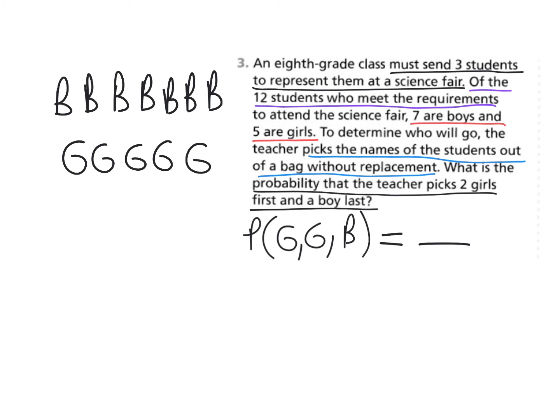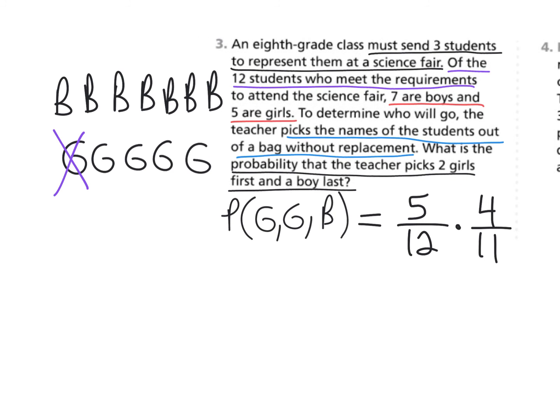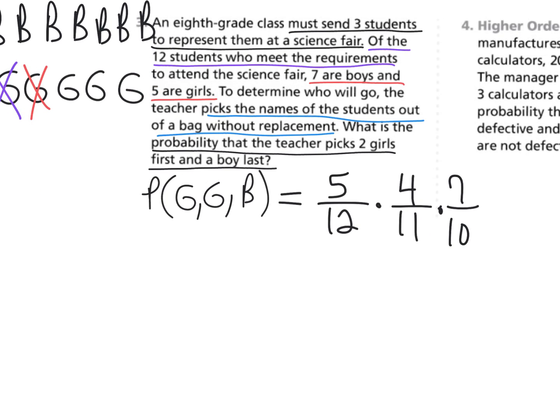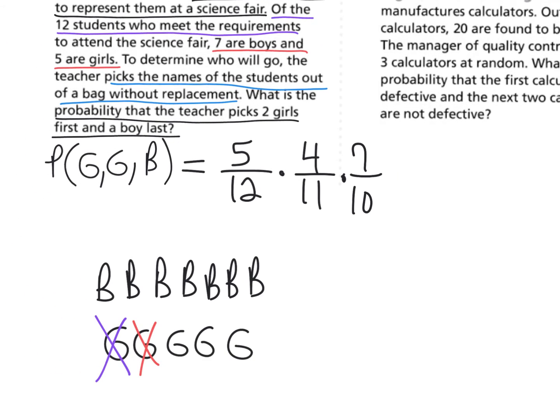So first, if we pick a girl, there's 5 girls out of 12 total. Okay, and then that person's not going to be chosen again, so we'll X them out. And now picking another girl, there would be 4 out of 11 left now. And then we'll X them out. And now picking a boy, there are still 7 boys left out of 10 left. 7 out of 10.